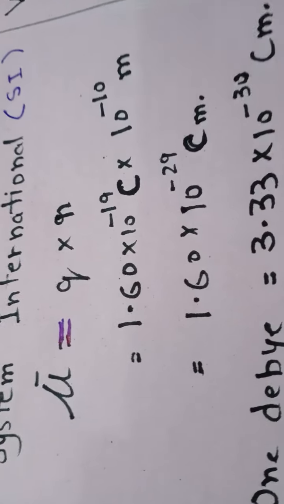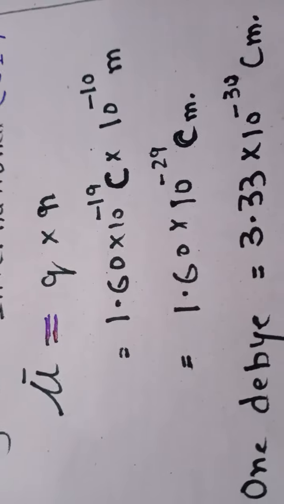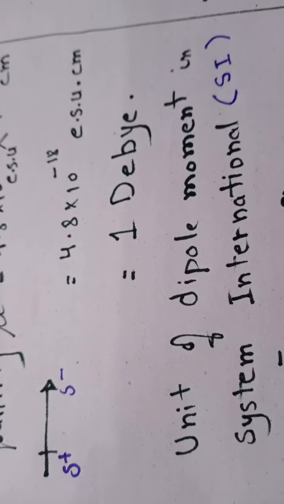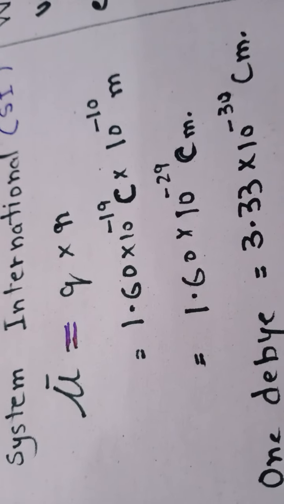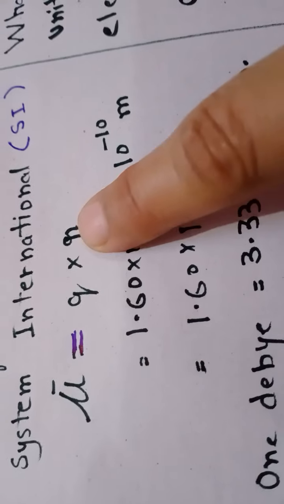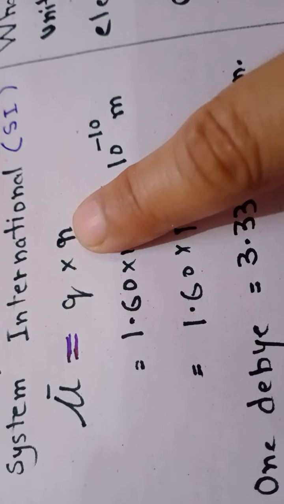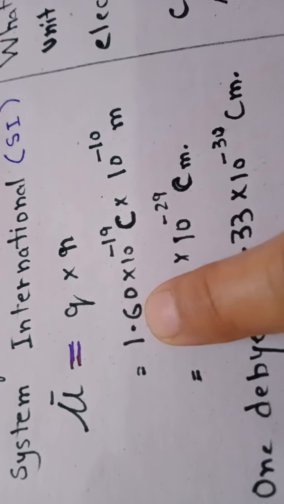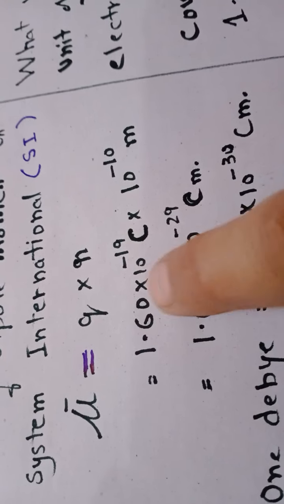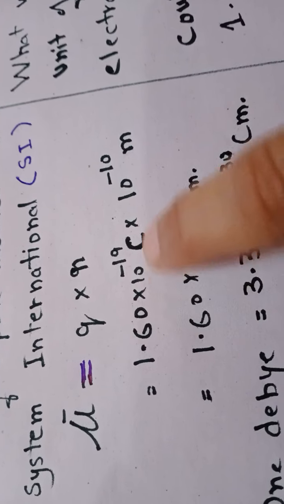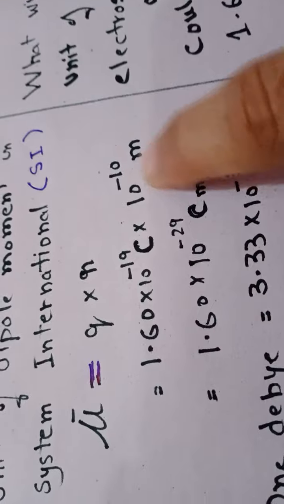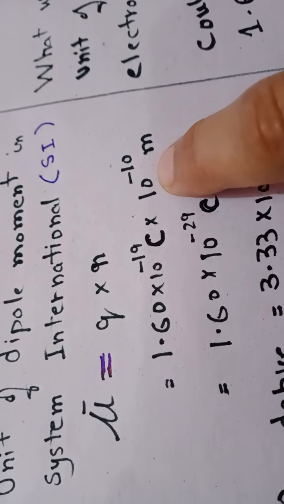So here we were discussing the System International unit of dipole moment. The one we have discussed is 1 Debye, and now we have to discuss Q multiplied by R. Again, the charge multiplied by the distance between the two nuclei of atoms which are covalently bonded: 1.60 into 10 raised to power minus 19 coulombs. This is the charge of an electron, multiplied by 10 raised to power minus 10 meter. Here I am taking the bond length in meter.